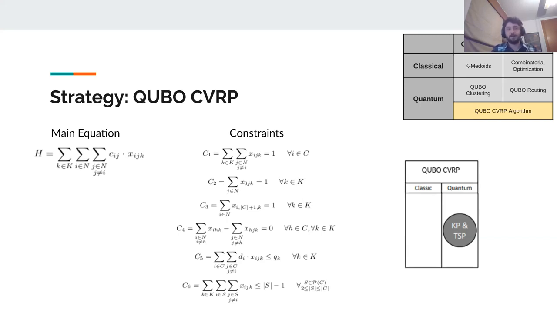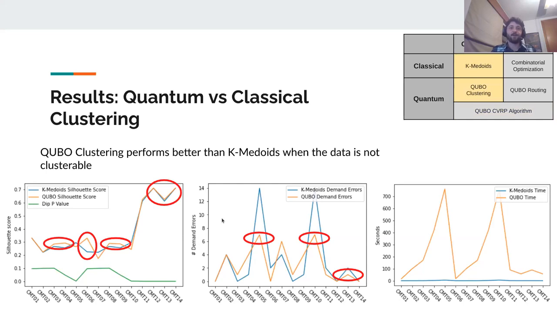Now that we have seen all of the implemented algorithms, we can proceed with analyzing their performance. From the experiments performed, we have observed that the QUBO clustering algorithm tends to perform better than the k-means algorithm when the data is not clearly clusterable. We measure the quality of the results by computing the silhouette scores of the clusters obtained by each algorithm. In the leftmost graph, we can observe that the silhouette score obtained by the QUBO clustering algorithm is higher than the k-means algorithm, especially when the data shows a low degree of clusterability.